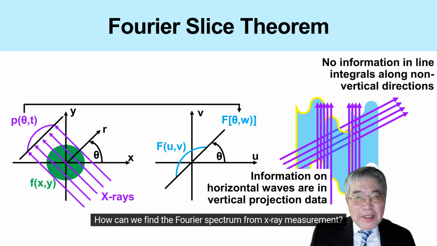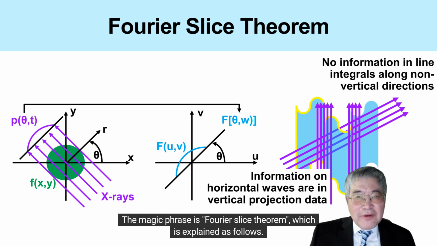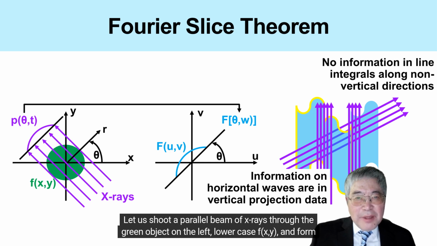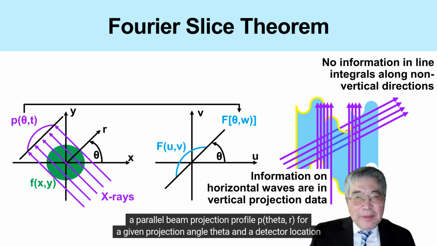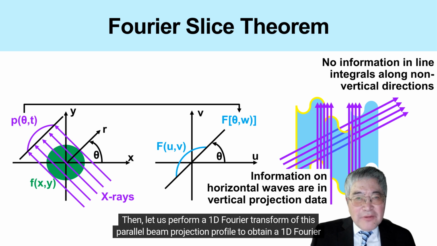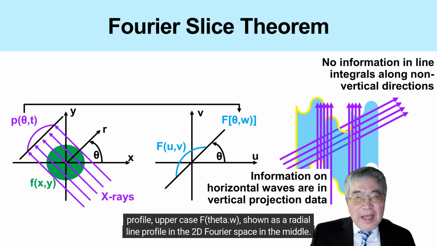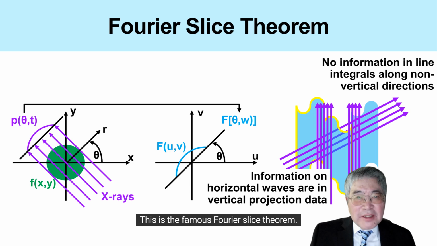How can we find the Fourier spectrum from X-ray measurement? The magic phrase is Fourier slice theorem, which is explained as follows. Let us shoot a parallel beam of X-rays through the green object on the left, lowercase f(x,y), and form a parallel beam projection profile p(theta, r) for a given projection angle theta and a detector location variable r. Then let us perform a 1D Fourier transform of this parallel beam projection profile to obtain a 1D Fourier profile, uppercase F(theta, w), shown as a radial line profile in the 2D Fourier space in the middle. This is the famous Fourier slice theorem.